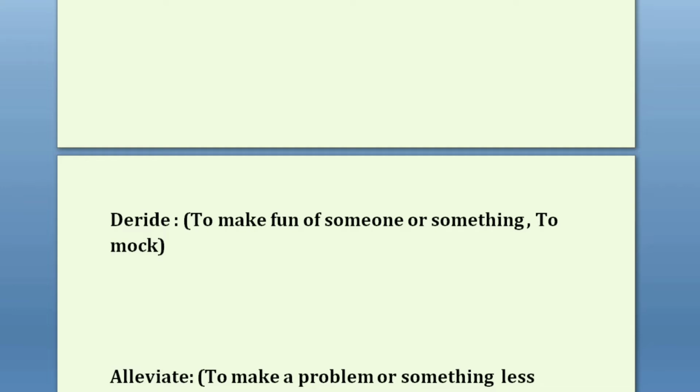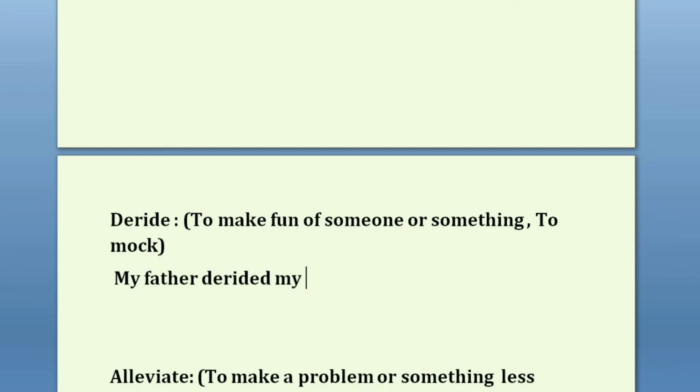So up next we have the next verb, which is deride. The next advanced verb for today is deride. That means to make fun of someone or something, or to mock someone, right? So let's see one example. As you see on your screen, I'm typing it.